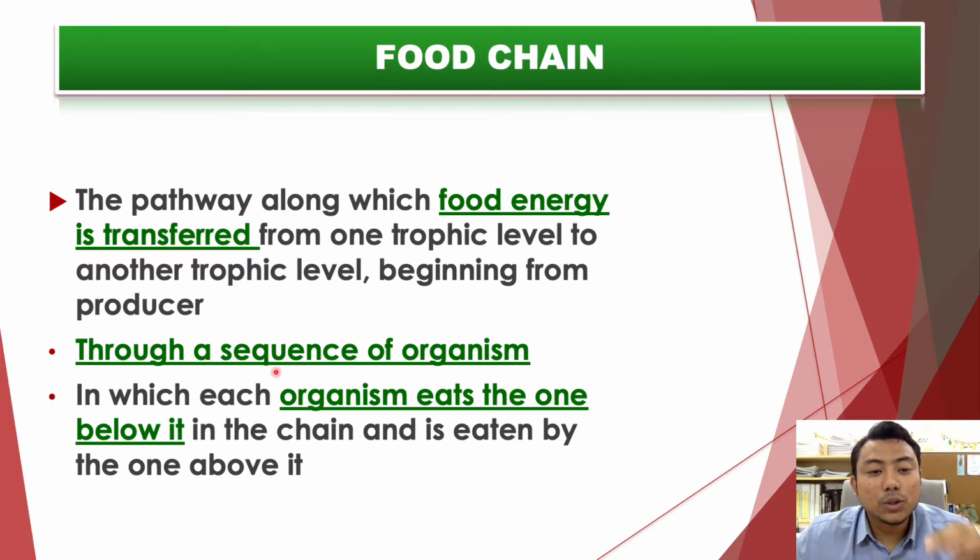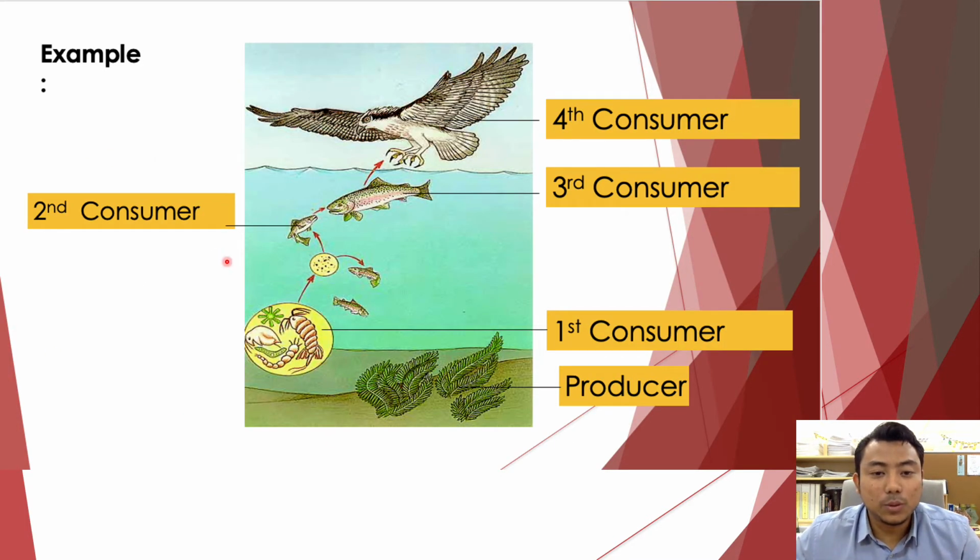Through a sequence of organisms, maknanya one by one, in which setiap organism tu dia akan makan trophic level yang di bawah dia, dan dia juga akan dimakan oleh organism yang trophic level atas dia. Okay, kita tengok contoh. So ini adalah contoh dia. Here is the producer. So this is a food chain.